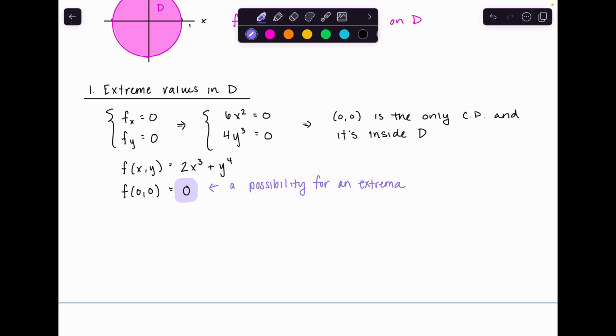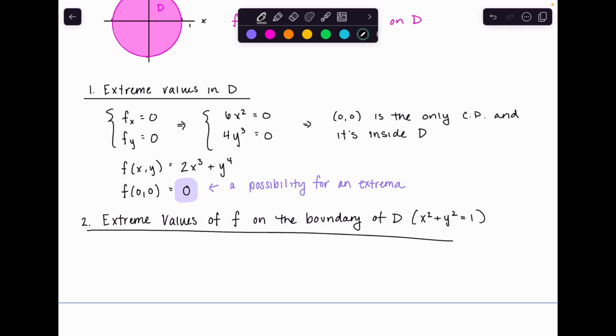So I found everything inside of D. My second step is to find the extreme values of f on the boundary of D, which in this case is the unit circle, x squared plus y squared equals 1.